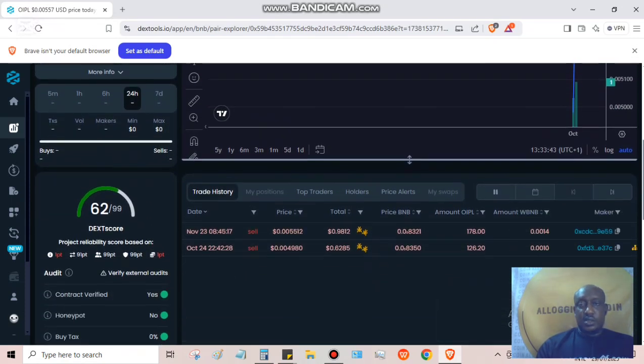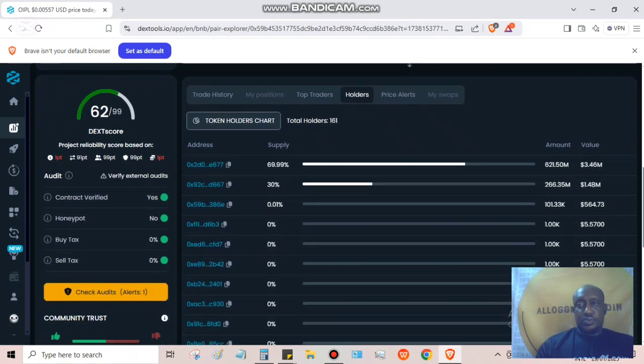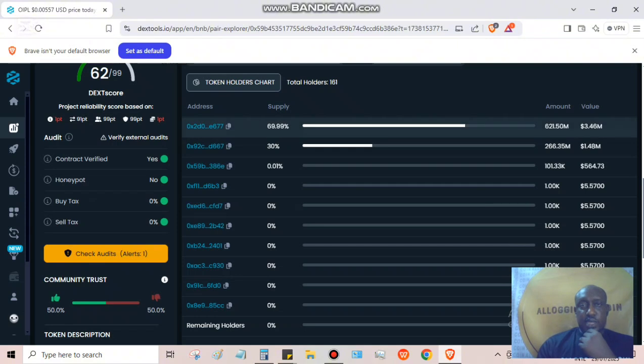161 holders. But when you look at the top holders, this is the most important point to avoid being rug pulled. If you look at the total supply and the number of holders, one wallet alone is holding 69.99%. That means this value of about $3.4 million cannot be exchanged, because there is only $1,000 of liquidity involved.